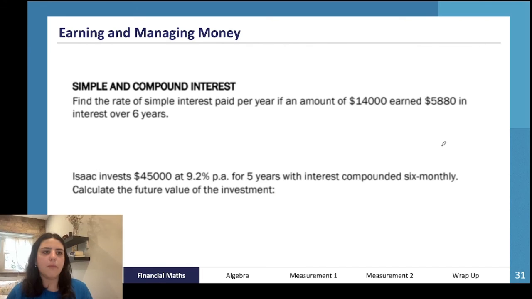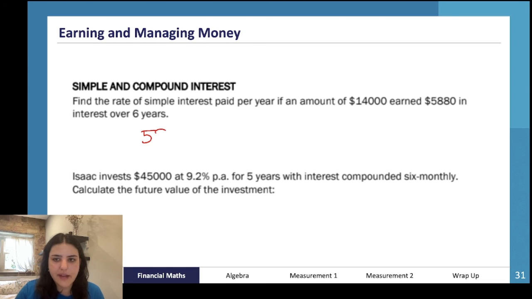Okay. We're also just going to do this question as our very last. Find the rate of simple interest paid per year if an amount of $14,000 earned $5,880 in interest over 6 years. So this is where we're actually turning it around. So we know that it was simple interest and it earned $5,880. We know that our principal was $14,000.